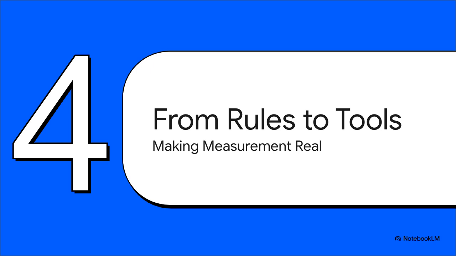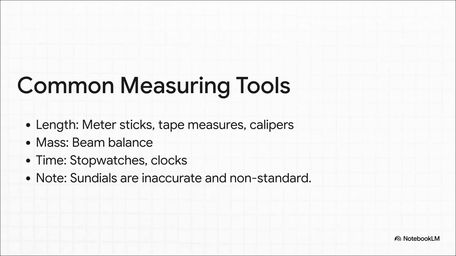Okay, so we have the rules, the SI system. That's the theory, but how do we actually apply them in the real world? Well, we need tools. Let's take a look at how we turn these abstract ideas into actual, tangible measurements. This is where the rubber meets the road. We use meter sticks for length, a beam balance for mass, and a stopwatch for time. And all of these tools are calibrated to those super precise SI standards we just talked about. This is also why something like a sundial isn't used for science anymore. I mean, it's cool, but a shadow in one city isn't the same length as a shadow in another. It's not standard, and it's definitely not accurate enough.